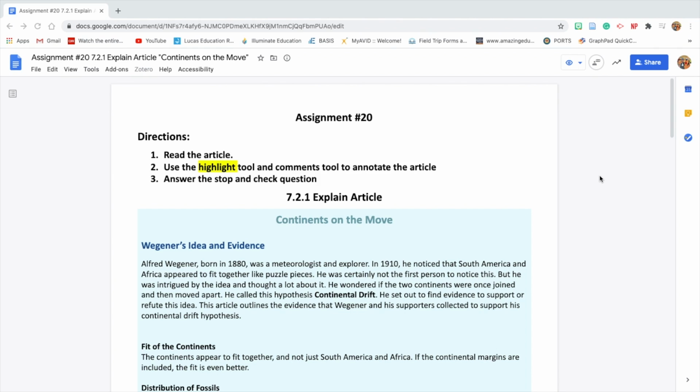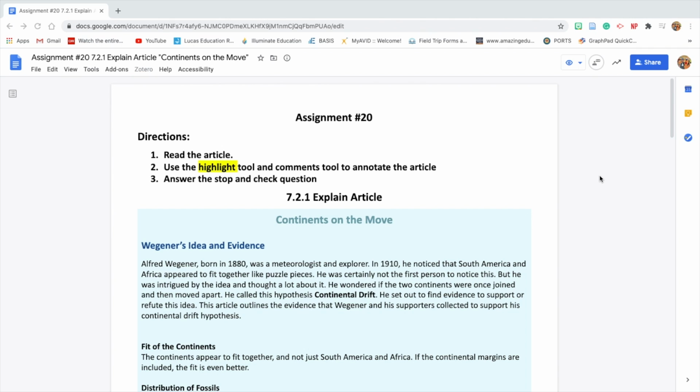Assignment number 20. Directions. 1. Read the article. 2. Use the highlight tool and comments tool to annotate the article. 3. Answer the stop and check questions.